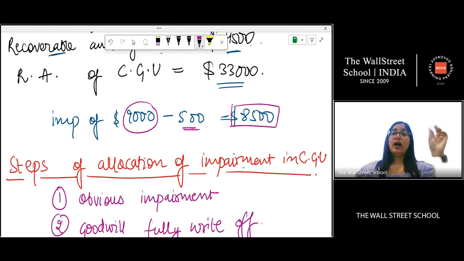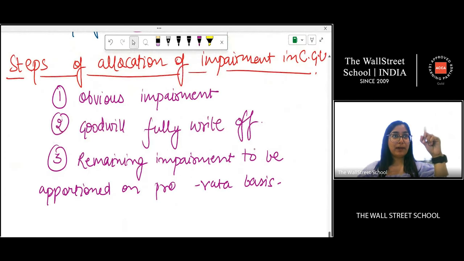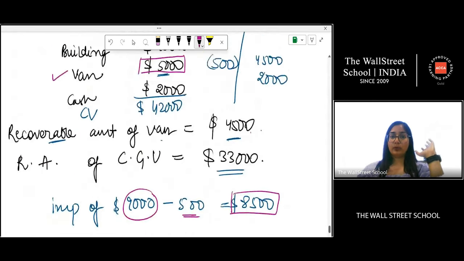8500 बचा. अब क्या होता है, impairment होने की वजह से because the value of my CGU is falling, तो accounting standards बोलता है कि आपकी goodwill भी reduce होगी. तो पहली चीज हम लोग write off क्या करते हैं, impairment जो भी obvious जिस asset पे हुई है, जो asset destroy हुआ उस पे. Second thing, we'll be writing off our goodwill, अगर कुछ remaining बचेगा उसको pro rata basis पे डाल देंगे. These are the steps that we follow.